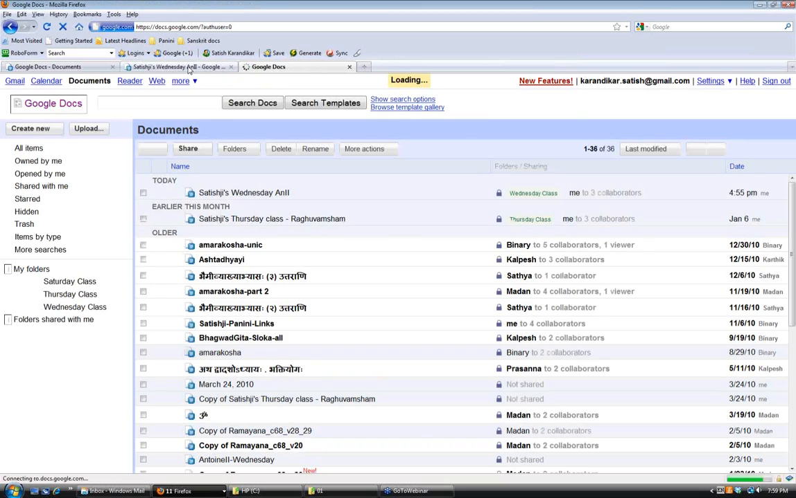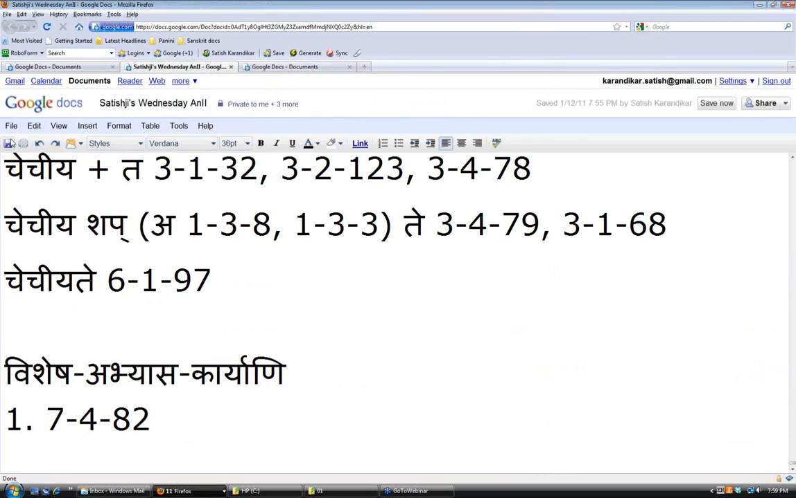Google Docs had a problem. It doesn't like Yangantas, Tinganta. I guess Google doesn't like Yangantas too much. Okay. Now the second one is this.